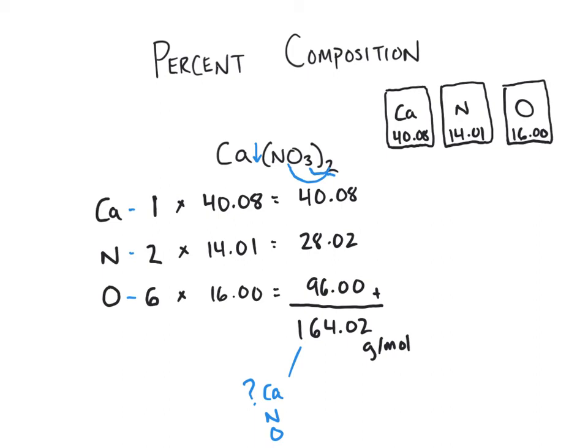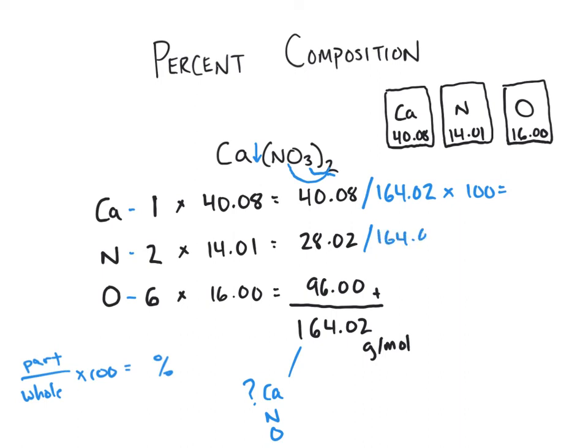And I'm going to do this in blue. And it's the same way that you do any percent. You take the part, divide it by the whole, times 100. That always gives you your percent. So that's what we're going to do with each of these. I'm going to take the part, which is 40.08, divide it by the whole, times 100. And that's going to give me a percent. The part, divided by the whole, each one, times 100. Okay, so each of these we're going to do.